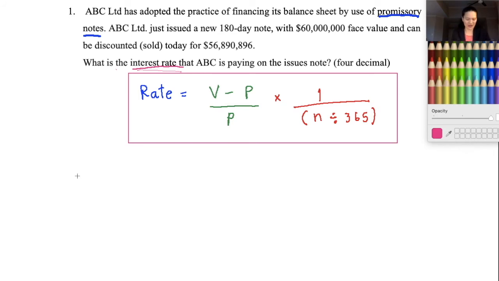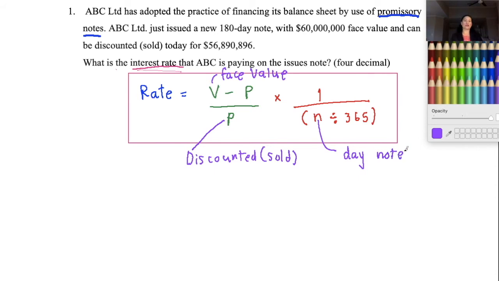Let me write it down for you again. R is rate. V is face value. P is the discounted value, or what you sold it for. And N is the day note.